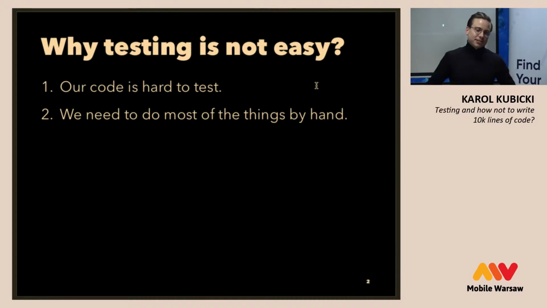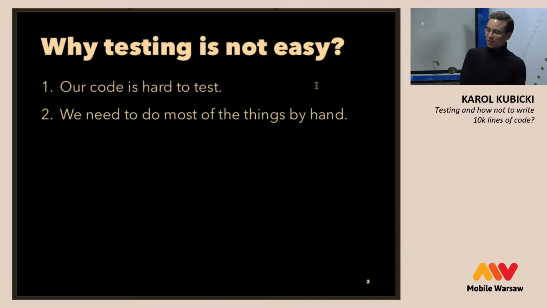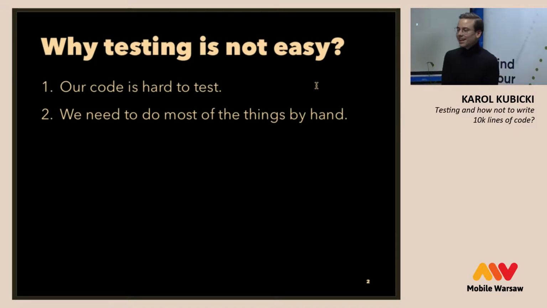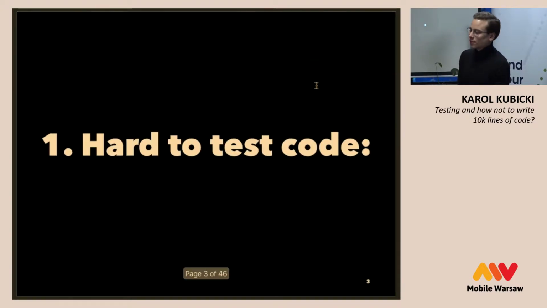So my theory is that testing in iOS and Swift is not easy. The first reason is that it is our fault, because our code is hard to test. We wrote our code in a way that it's either impossible or very hard to test. And the second reason is that it's not our fault, but we can actually do something about it. But we need to do most of the things by hand. So in order to write good tests in iOS and Swift, we really need to write a lot of boring code. I'll show you one simple trick how to avoid that. So let's get started with the hard to test code.